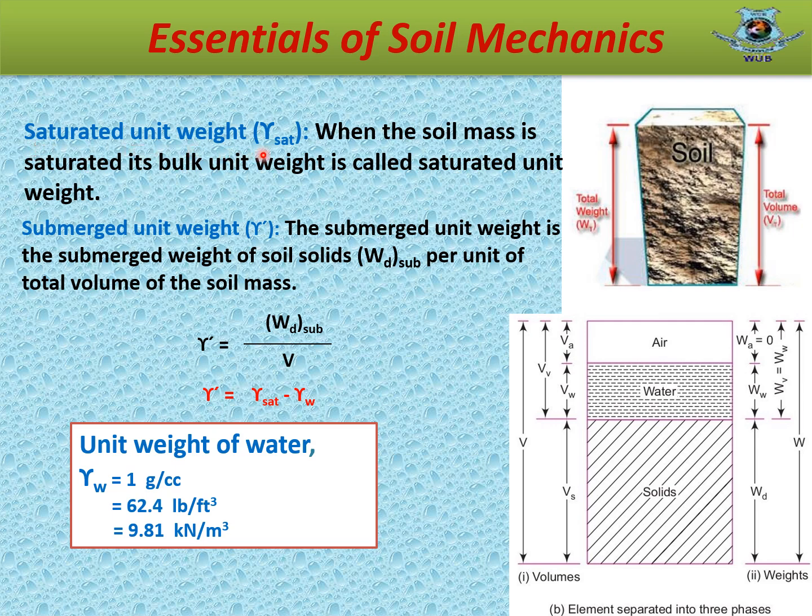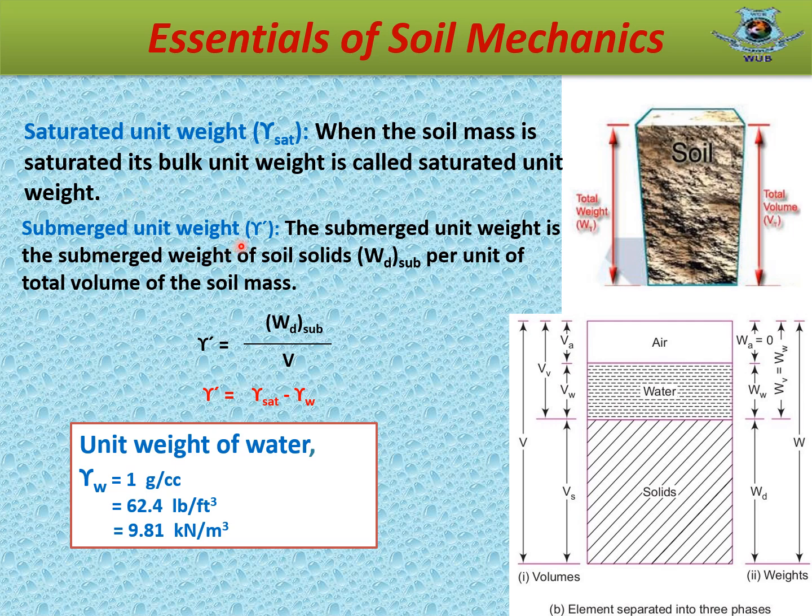Saturated unit weight gamma sat. When the soil mass is saturated, its bulk unit weight is called the saturated unit weight. Thus, saturated unit weight is the ratio of the total weight of a saturated soil sample to its total volume.